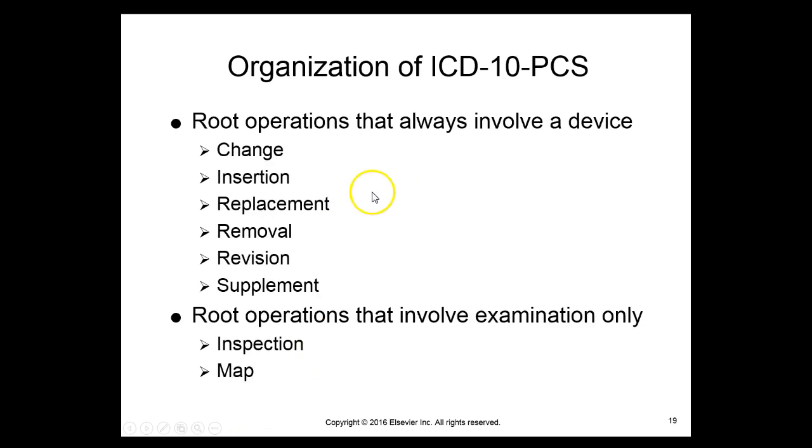These are the root operations that always involve a device: changing the same device, inserting a device, replacing a device, putting in a pacemaker, replacing a pacemaker. Those types of devices are included. Herniorrhaphy with mesh is supplementation. There are root operations that involve examination only, inspection and map. A procedure like an EGD without a biopsy is considered to be an inspection. If the EGD has biopsies, then it's considered to be an excision.